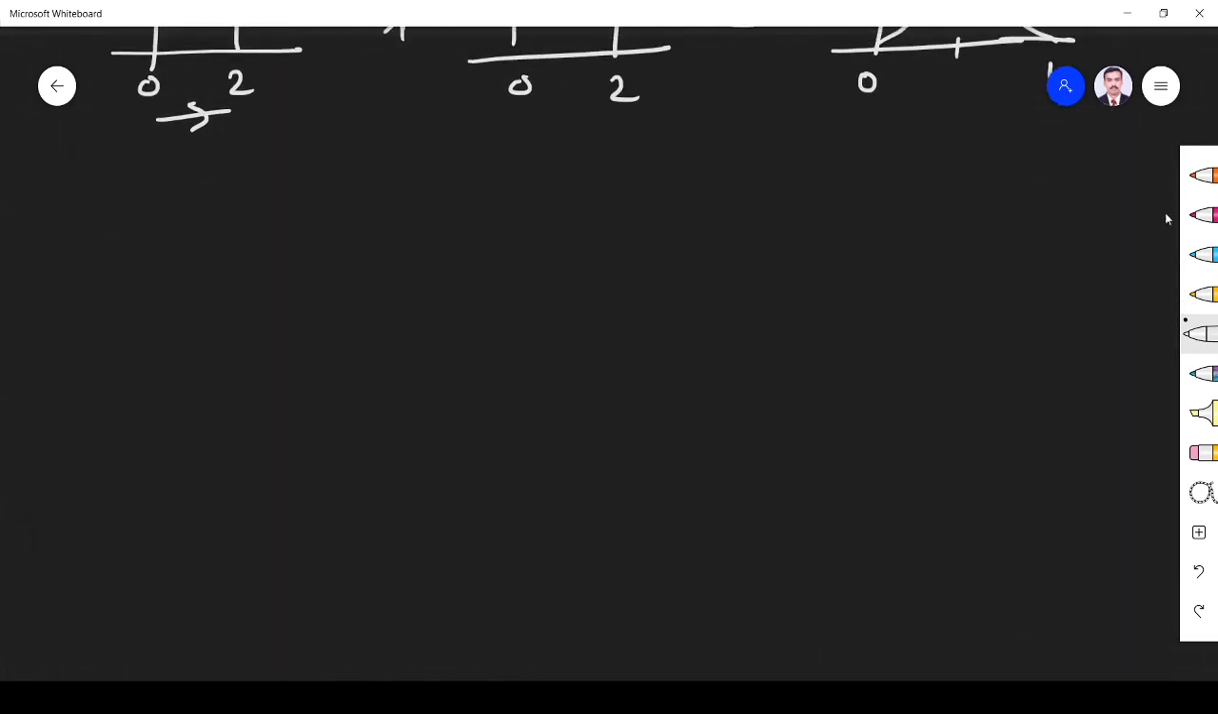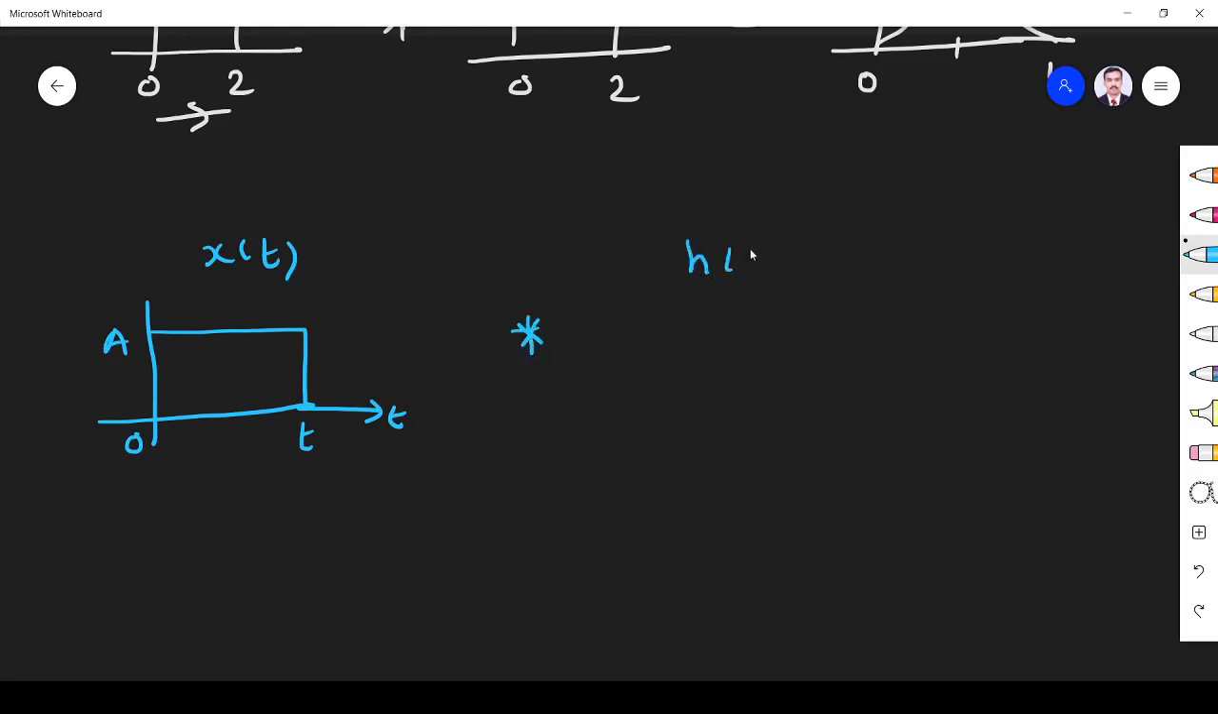Next problem, we take a similar thing. X of t has amplitude A, time period 0 to t. This is my x of t. For h of t, I change from positive amplitude to negative amplitude. Time period is the same length t, but amplitude is minus b. So both have the same length of time t, but the amplitude changes from plus to minus.